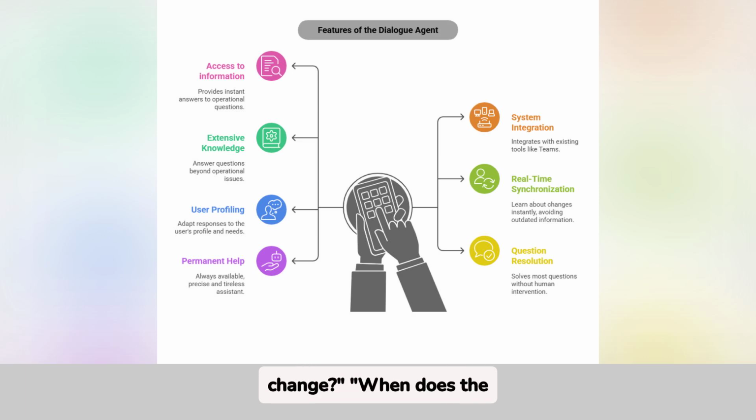When does the implementation of Plan X end? What should I review before submitting a proposal? It can even explain technical concepts, provide real-life examples, suggest next steps, or alert you if there's anything new relevant to your role. What if the system changes something? The chatbot becomes outdated, right?